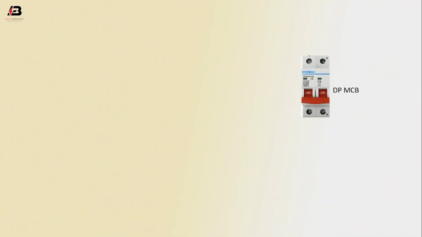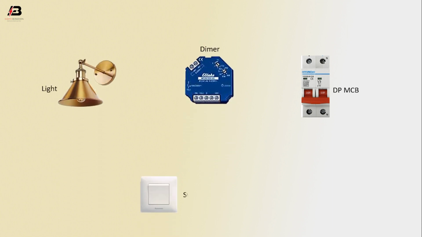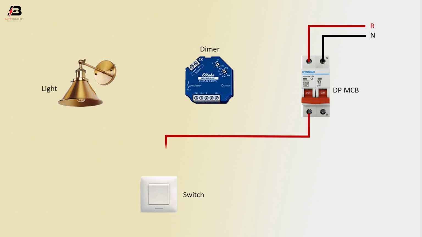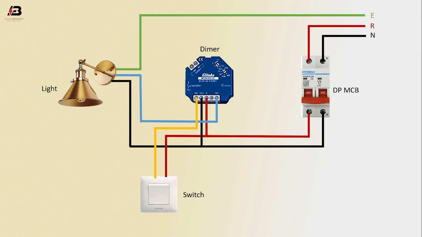So viewers, let's start. DP MCB circuit breaker, dimmer, light, switch. Phase connection to DP MCB, neutral connection to DP MCB. Phase connection from DP MCB to connect switch, phase connection to dimmer. Neutral connection from DP MCB to connect light, neutral connection to dimmer. Output connection from dimmer to connect light, another connection from dimmer to connect switch. Earthing connection input to light. Now this circuit is ready for use.